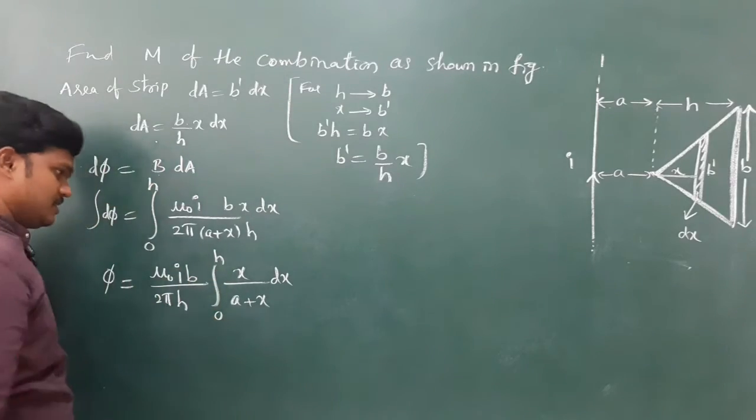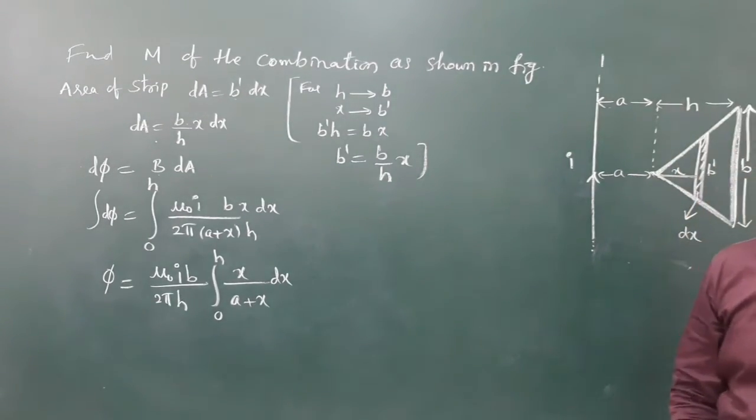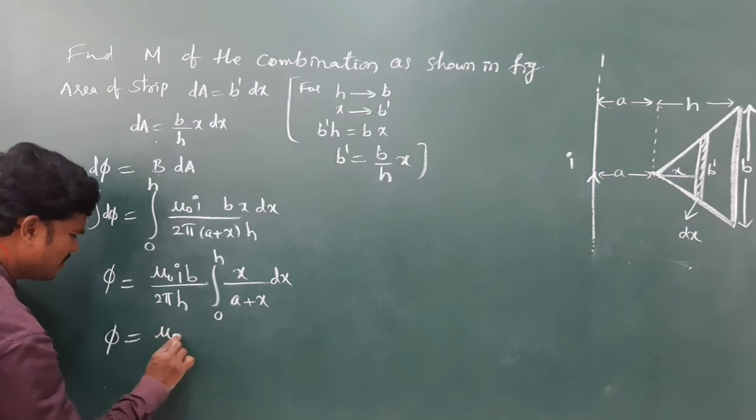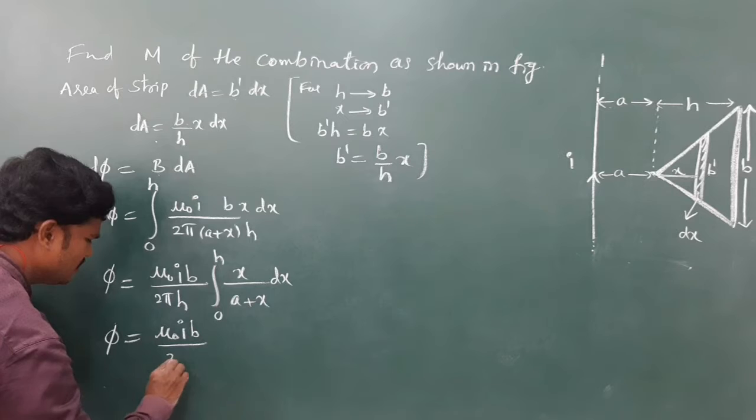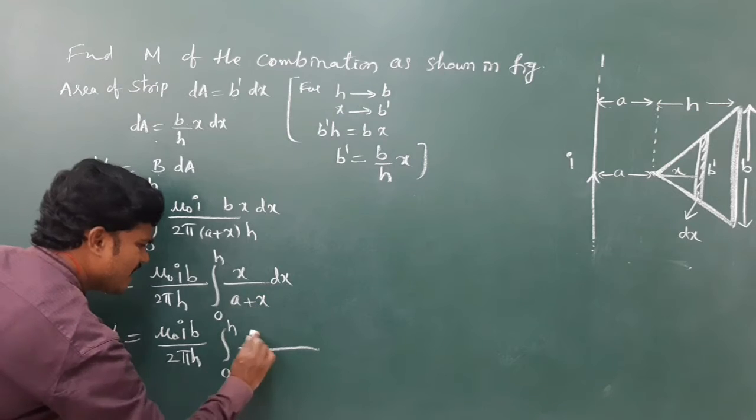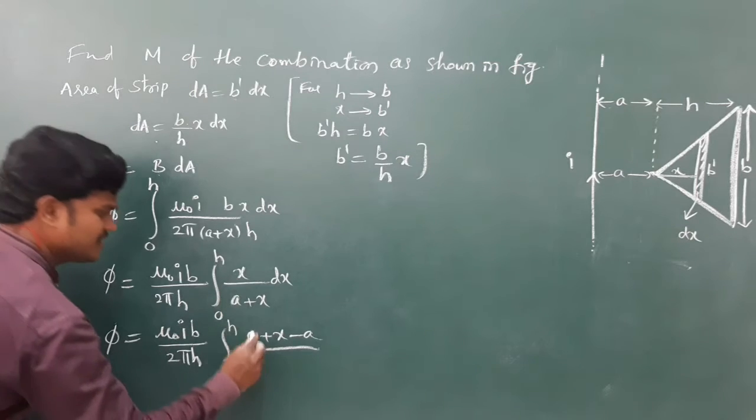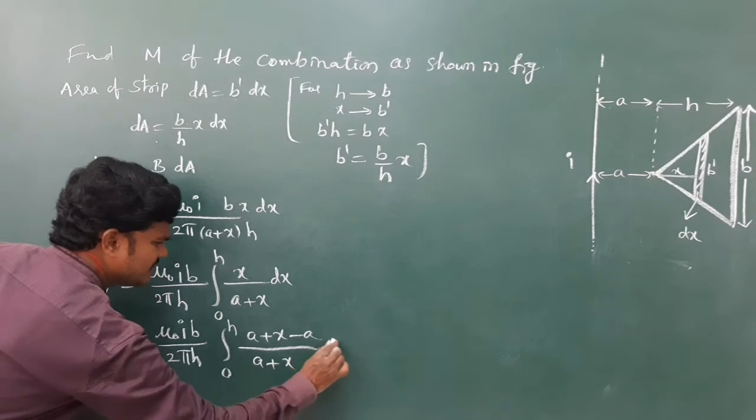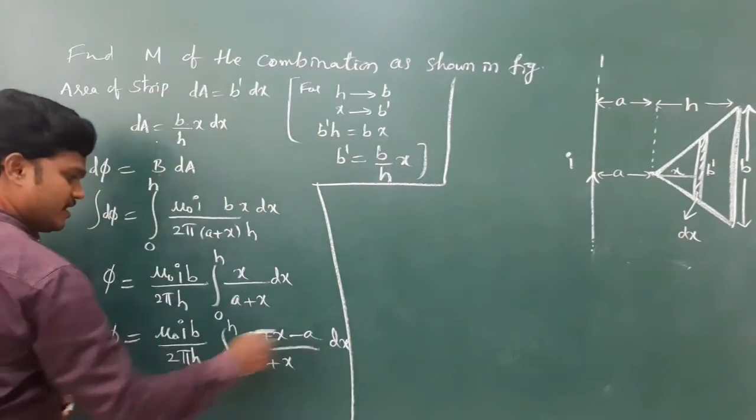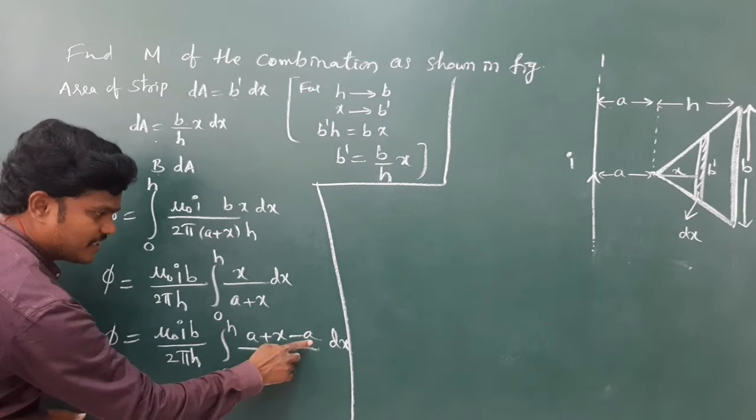This is like partial fractions. So x by a plus x: let me write this x as a plus x minus a, so that plus a and minus a cancel. Divide this into two parts: a plus x by a plus x, which is 1, minus a by a plus x.